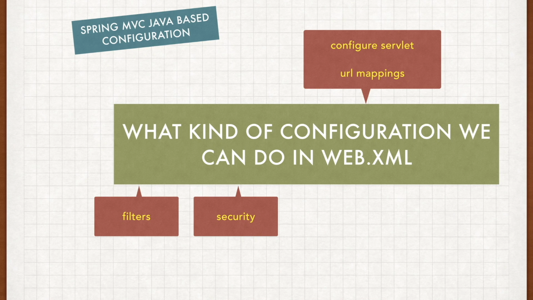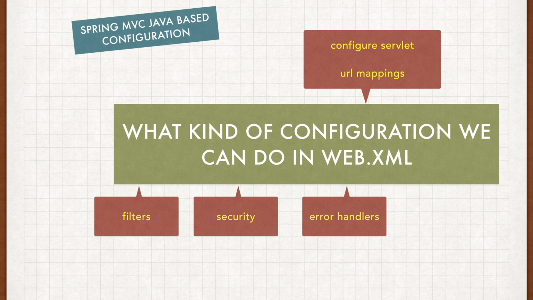We can authenticate whether this request coming to our website is eligible to proceed further or not. Is this request authenticated? We can do that by doing login stuff and all those things. I don't want to get into that, but security also we can configure inside the web.xml file.